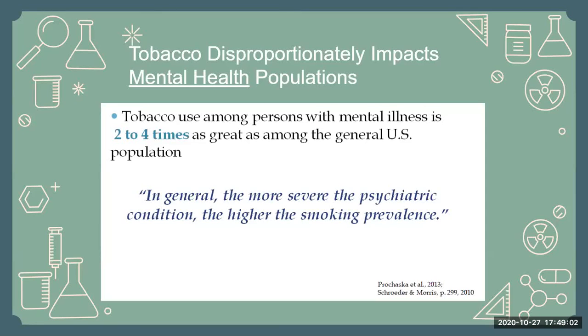Tobacco disproportionately impacts mental health populations. Tobacco use among persons with mental illness is 2 to 4 times as great as among the general U.S. population. In general, the more severe the psychiatric condition, the higher the smoking prevalence. Next slide.